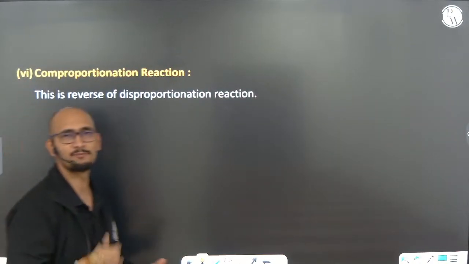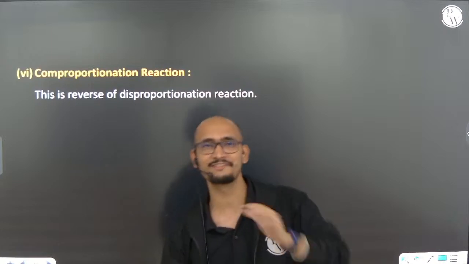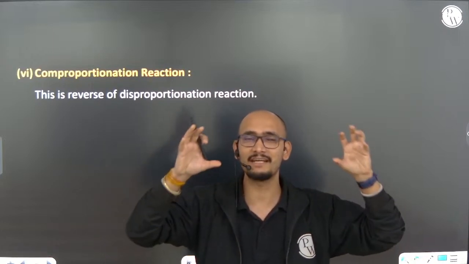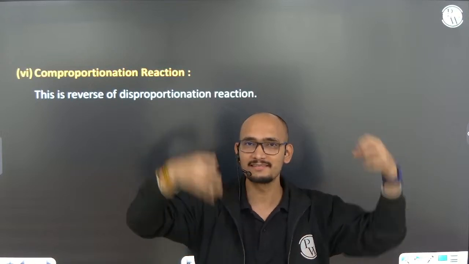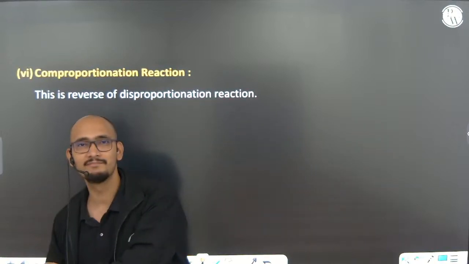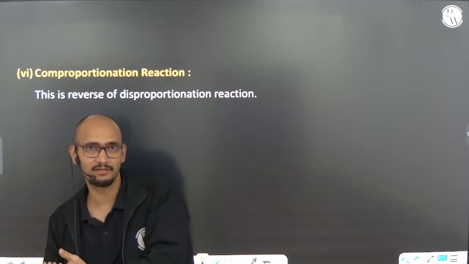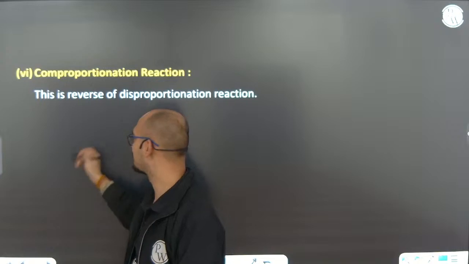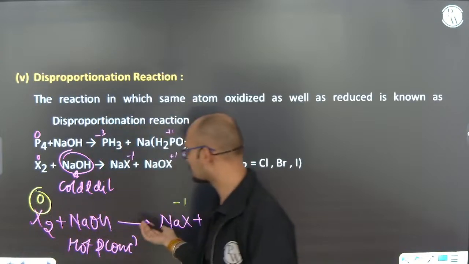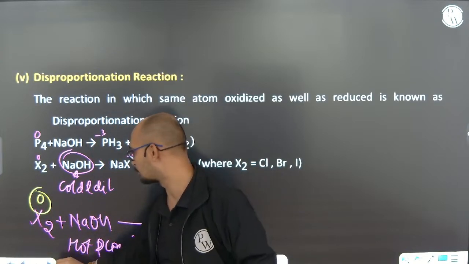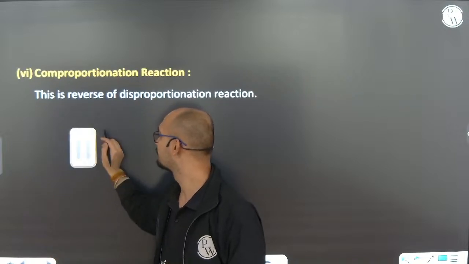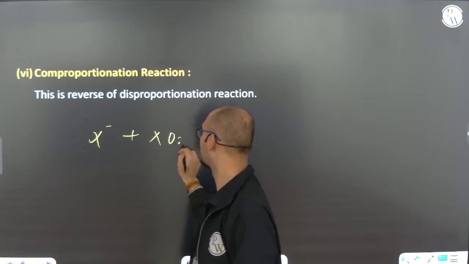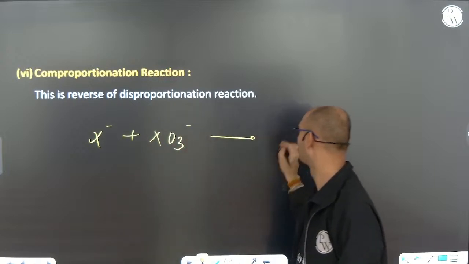Comproportionation reaction. The opposite of disproportionation is the comproportionation reaction. If there is a reaction where there are two different oxidation states in two different molecules and the same element converts into the same oxidation number. What did I say? Chalo, see the example. Why say anything? Just see the example. Whatever the disproportionation is, reverse it and you will get that. Like X minus, then XO3 minus, converting into X2.